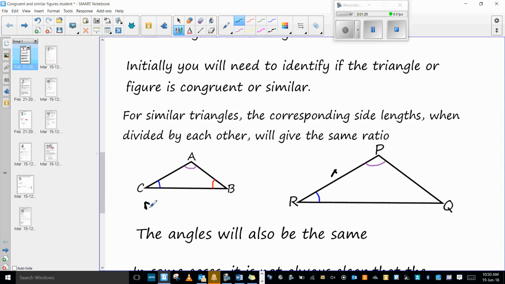If I were to divide that by its corresponding length, which one is corresponding to this one? Which length would be the same length on this? AC. You're happy with that? So if I were to do PR divided by AC, it would give me the same answer as if I had done this length, RQ, divided by which length? BC or CB.